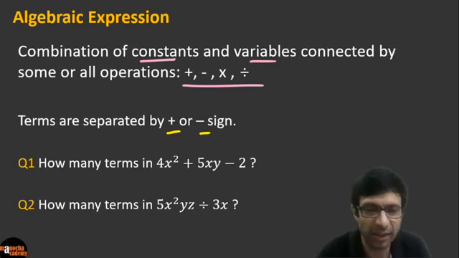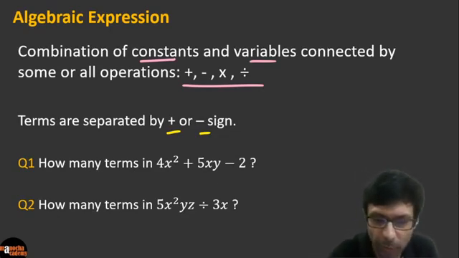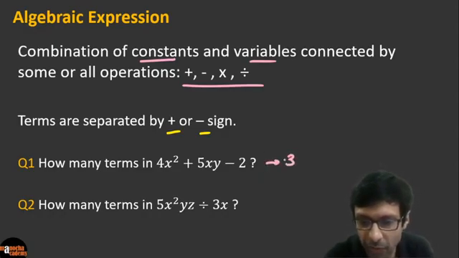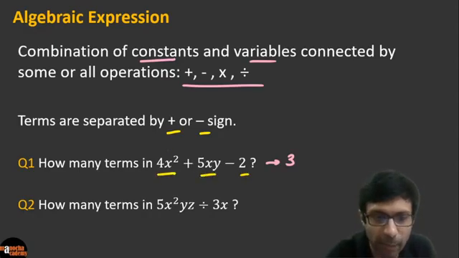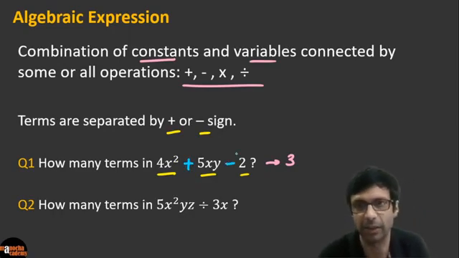Very good. Excellent. I see the right answer here. Superb. So there are 3 terms in this algebraic expression, right? Can you see the 3 terms here? 4x squared, 5xy and 2, because they are separated by this plus. Can you see the plus here? So they're separated by the plus and the minus.